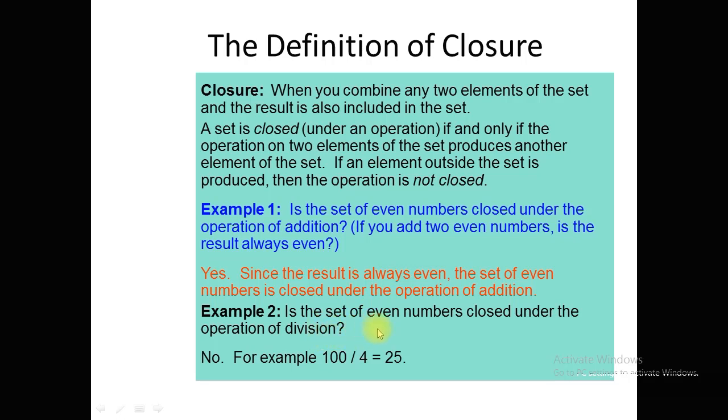Similarly, if we multiply two even numbers, suppose 2 and 6 are even numbers, 2 times 6 is 12. 12 is again an even number. 2 and 4 are even numbers; 2 times 4 is 8. 8 is again an even number. So the set of even numbers has the closure property with respect to multiplication.